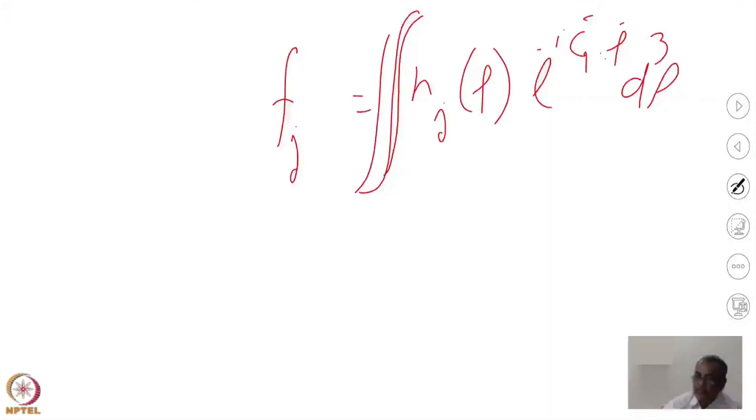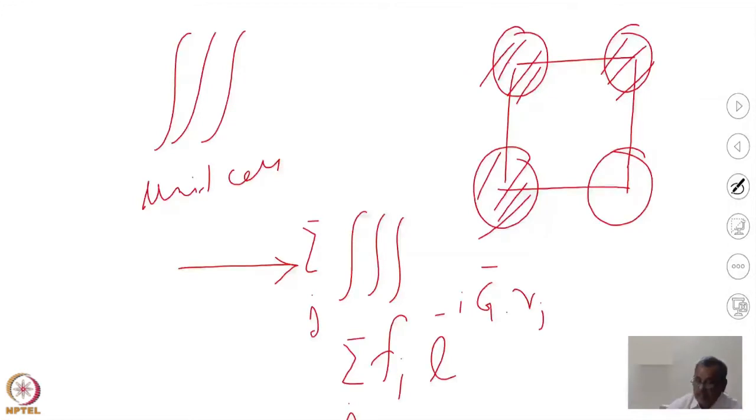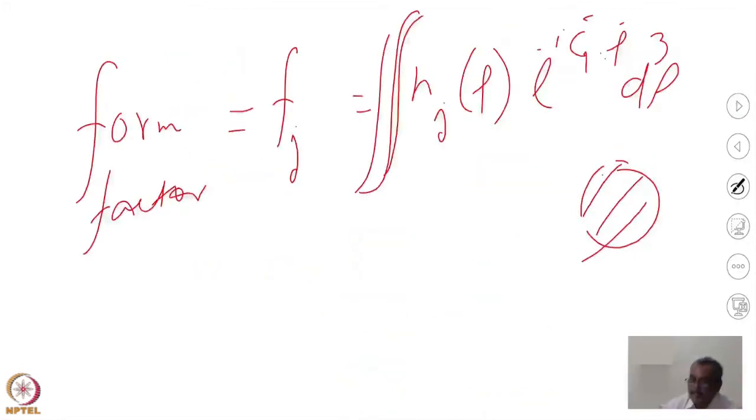It's a triple integral. So this integral is basically, if you see there's a charge cloud around an atom, this is n_j(r), and this is a Fourier transform over the charge cloud. This is known as the form factor. Many of you are familiar with this term, form factor. And now what we have for the scattering amplitude is this form factor multiplied by e to the power minus i G dot r_j. Let me just take a typical example.